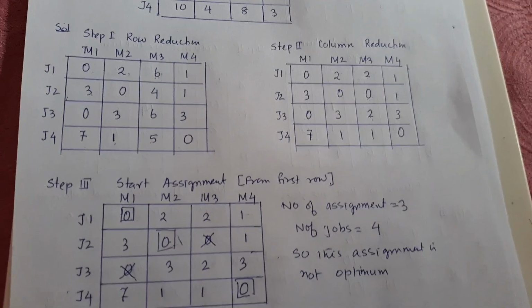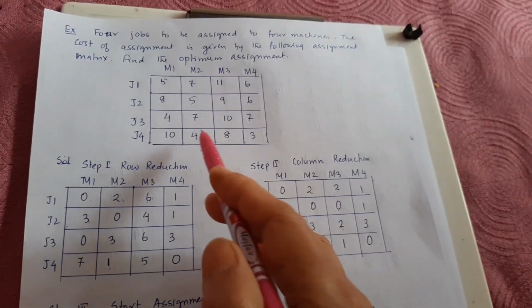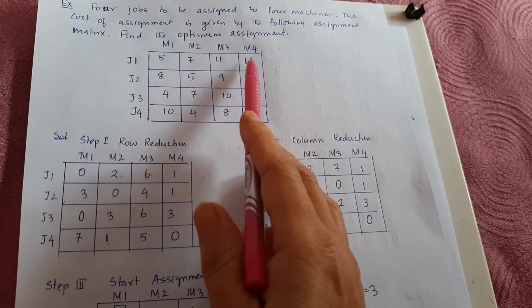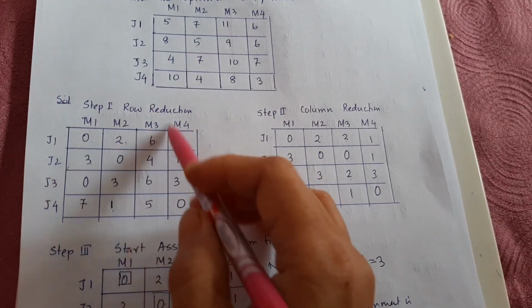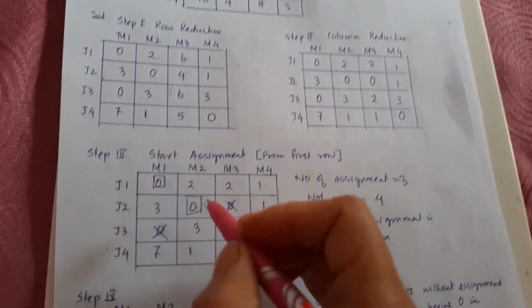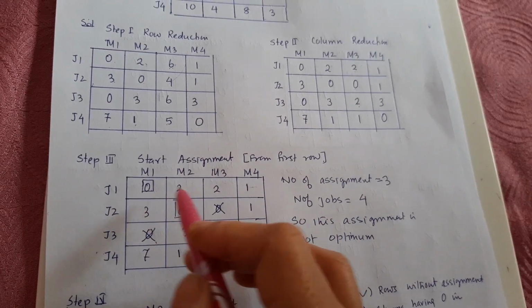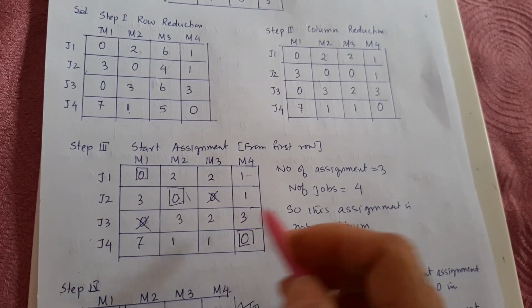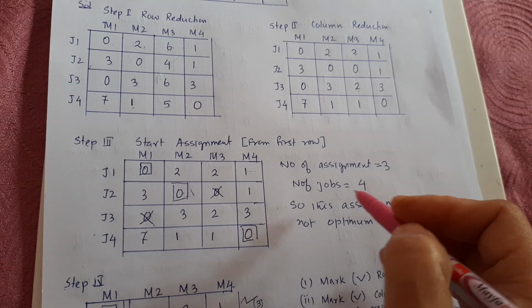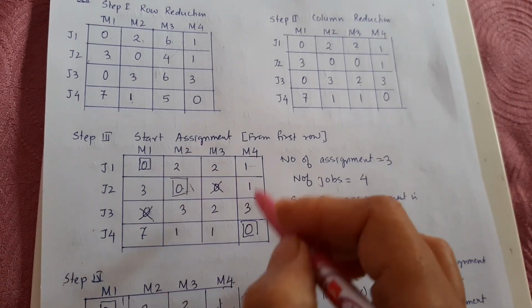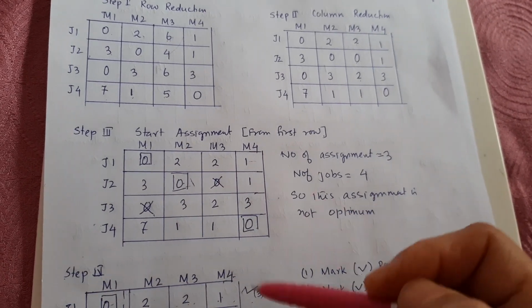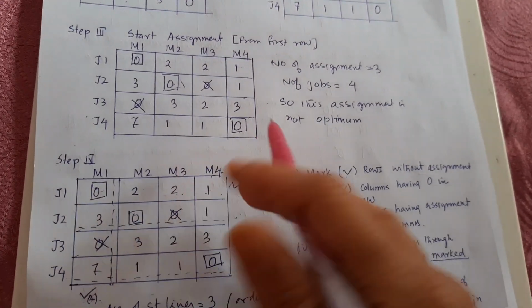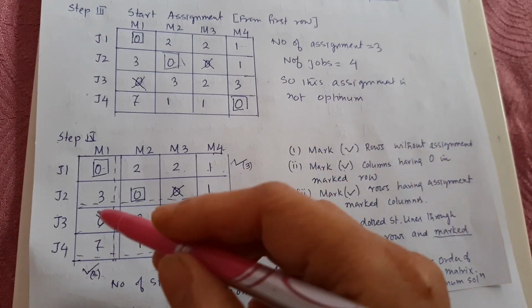As discussed earlier, for the problem of assigning 4 jobs to 4 machines, we have done the row reduction, we have done column reduction, then started assigning. We have checked that the number of assignments is 3 and the number of jobs is 4. So this table is not optimum, and we have to go to the next step. In the next step, we are going to mark the rows and columns and also draw dotted lines.